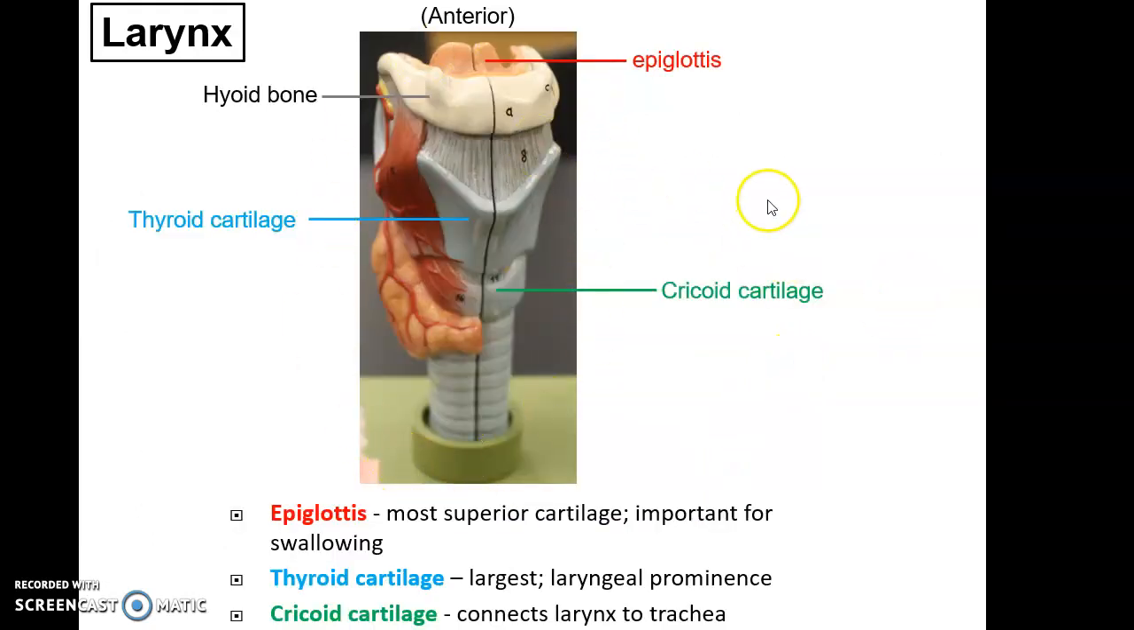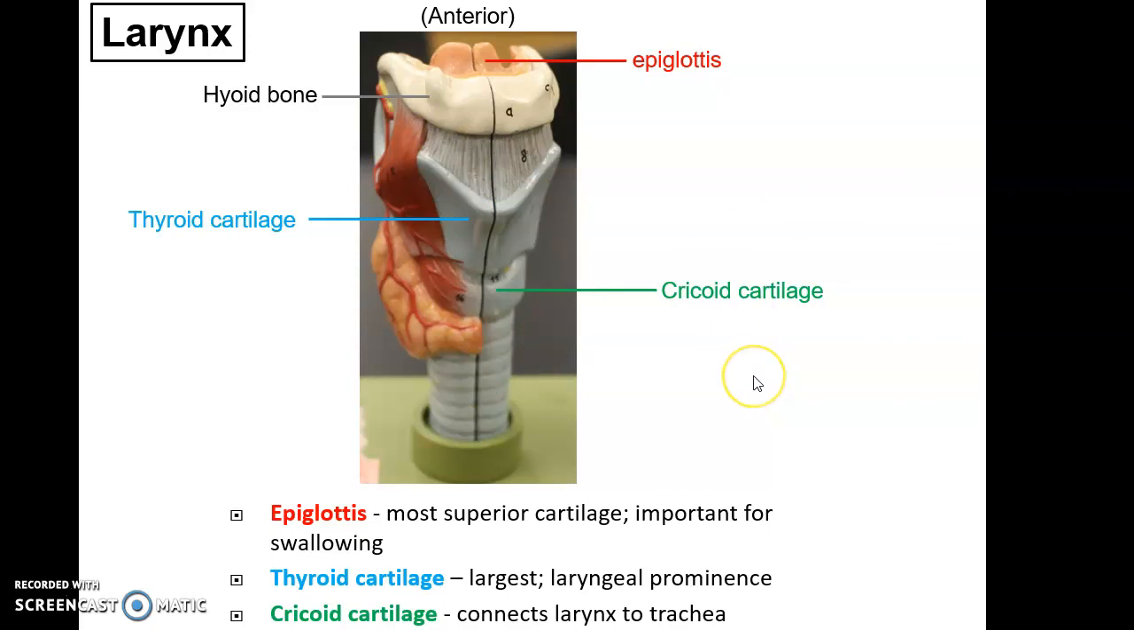Here is a model of the larynx. Here's the hyoid bone, the thyroid cartilage that sticks out anteriorly, and the cricoid cartilage. So all of this is larynx. You also have the epiglottis. The epiglottis is the most superior cartilage, and it is important for swallowing because when we swallow, the epiglottis will fold over and cover the opening to the larynx, thereby preventing food and drink from entering the respiratory system, which is a good thing. We don't want that to go down the trachea and cause us to cough.